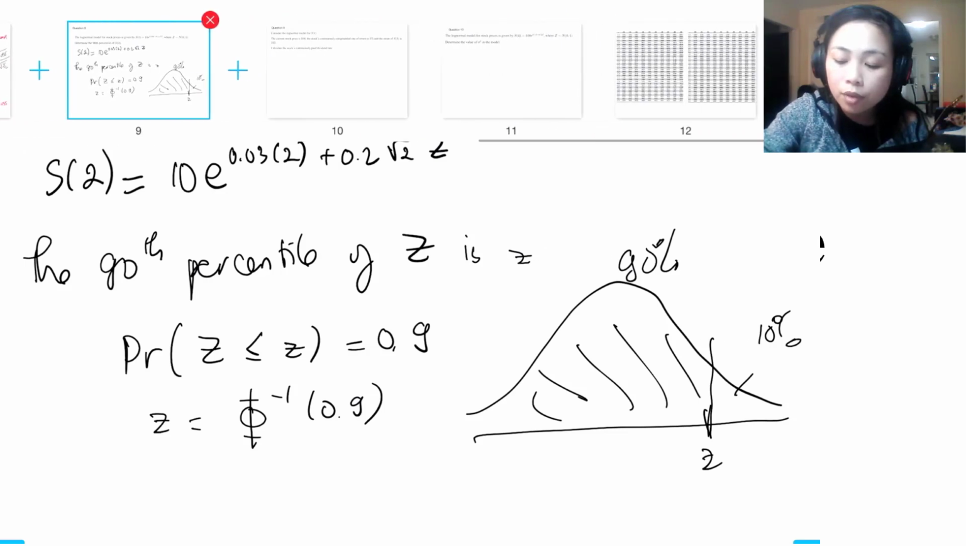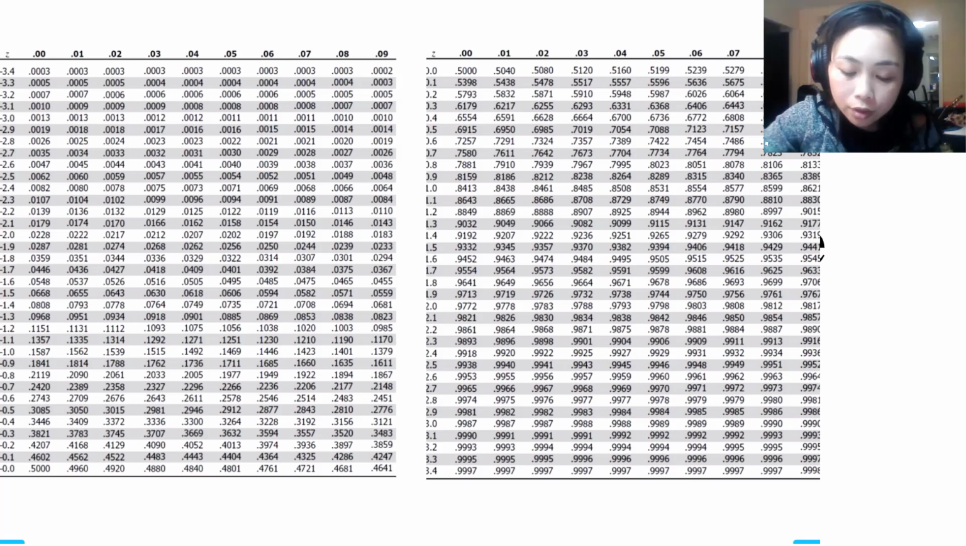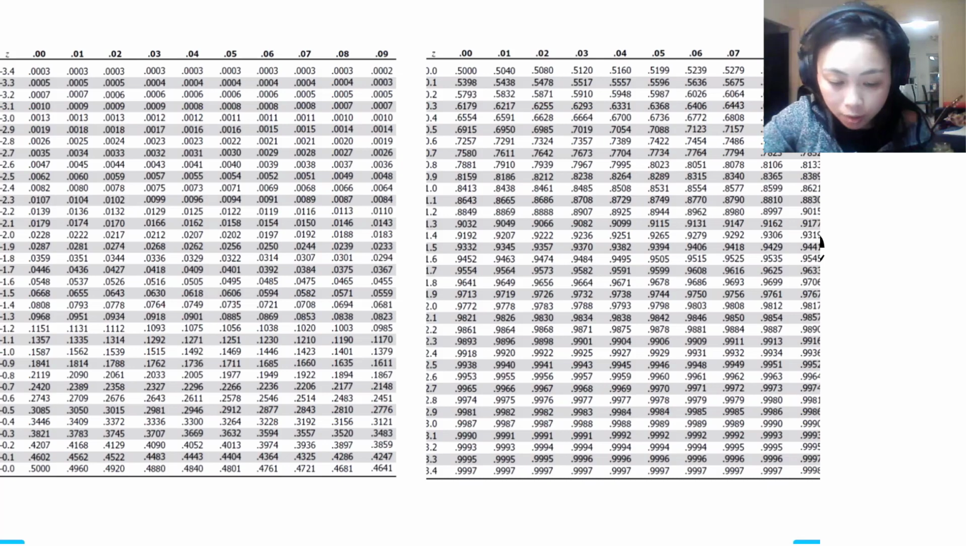Alright, so I'm going to use the number between them because, for 0.9, actually it doesn't matter. I can either use the previous number or the next number, it doesn't matter. And this one is on the row of 1.2 and on the column of 0.08 and 0.09. So it should be about 1.28 to 1.29. See that? Whichever, or you can take 1.285, it doesn't matter.